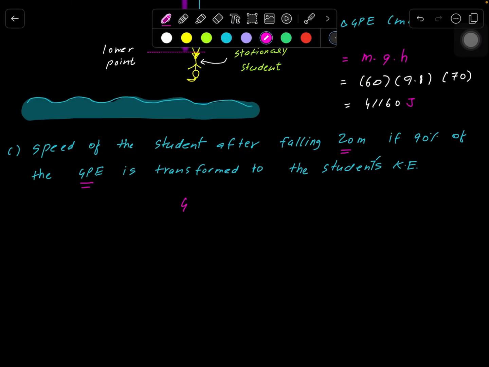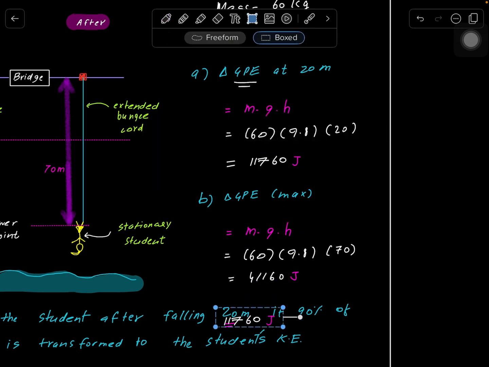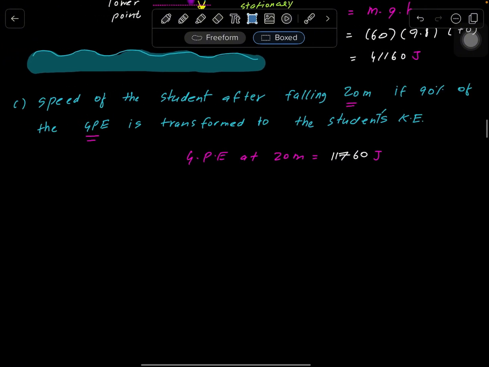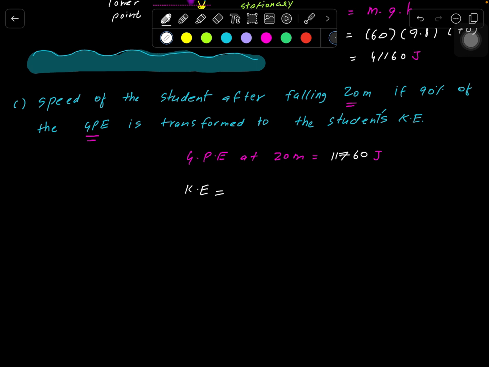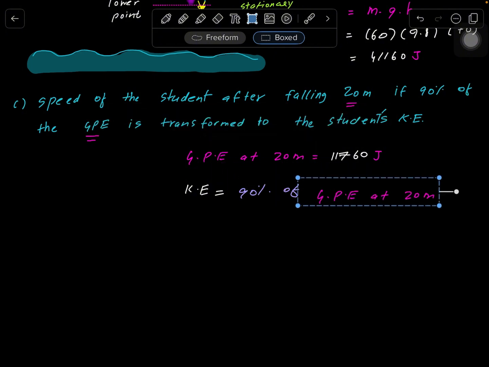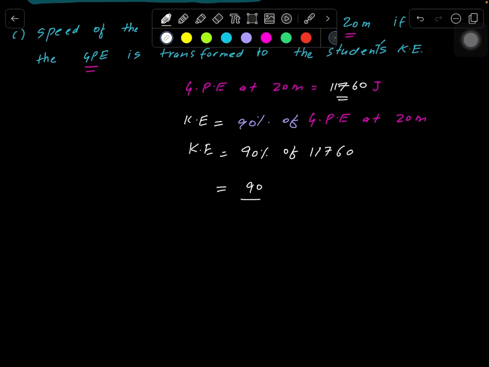So gravitational potential energy at 20 meters is equal to 11760 joules. 90% of this gravitational potential energy is converted to kinetic energy. So kinetic energy equals 90% of the gravitational potential energy at 20 meters. What we're trying to do here is to find out the kinetic energy, which equals 90% of this value, 11760. So the kinetic energy is 90 over 100.